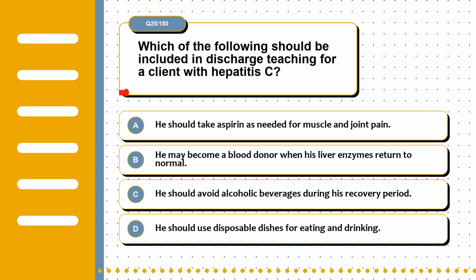Question 25. Which of the following should be included in discharge teaching for a client with hepatitis C? Here are the options. Option A. He should take aspirin as needed for muscle and joint pain. Option B. He may become a blood donor when his liver enzymes return to normal. Option C. He should avoid alcoholic beverages during his recovery period. Option D. He should use disposable dishes for eating and drinking.